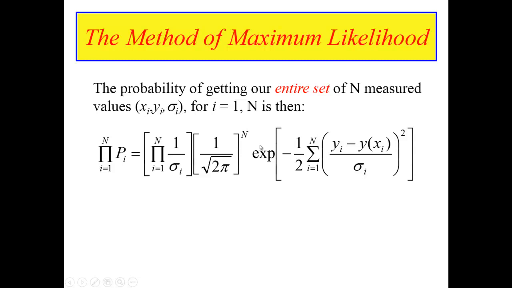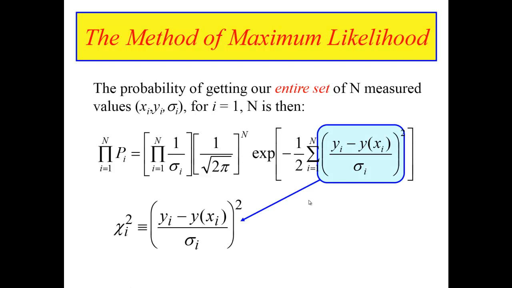where since it's the product of a bunch of exponentials, we can write it as the exponential of the minus 1/2 quantity times the sum of all those terms that appear in the individual exponential functions. So we're going to call this quantity, since we've just talked recently about the chi-square value, we're going to call this quantity that's inside the summation the chi-square value for that particular data point.